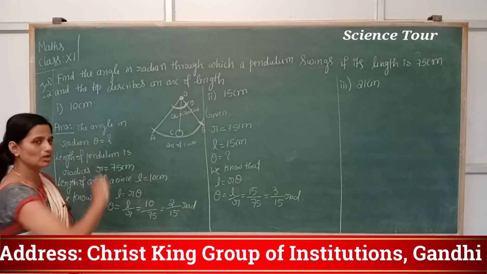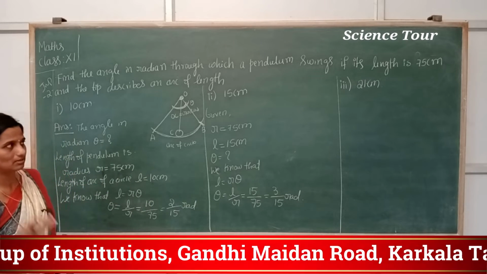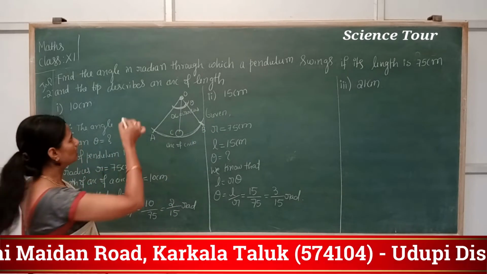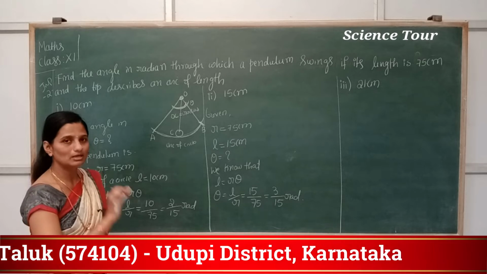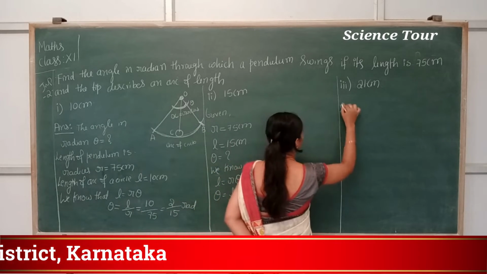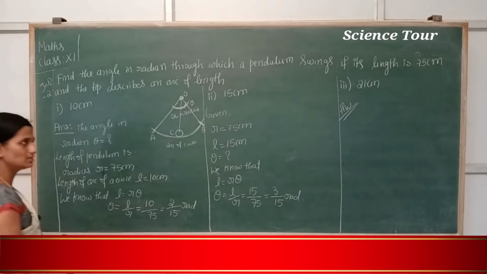Very important question. Either this one, 10 centimeter, 15 centimeter or 21 centimeter, for 2 marks. They don't ask all these three. They ask only one, when the tip describes 15 centimeter. Find the angle at the center. Next, take this as homework, the 21 centimeter part.